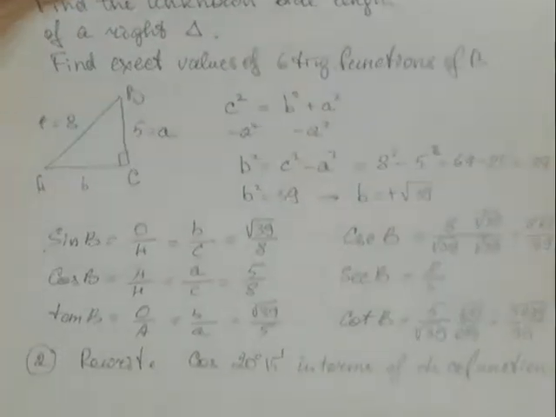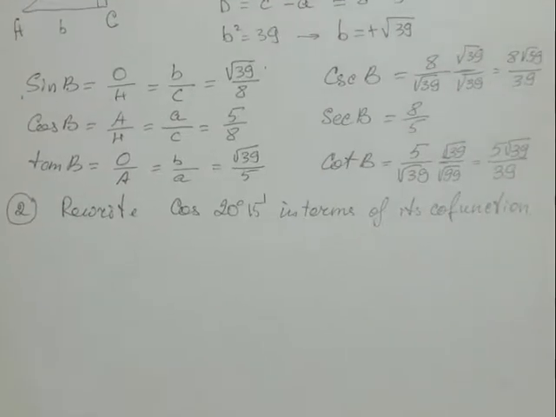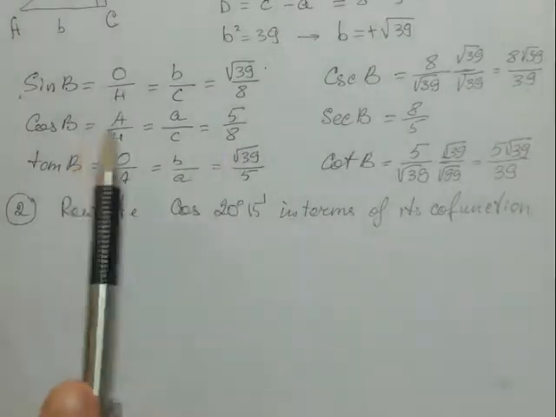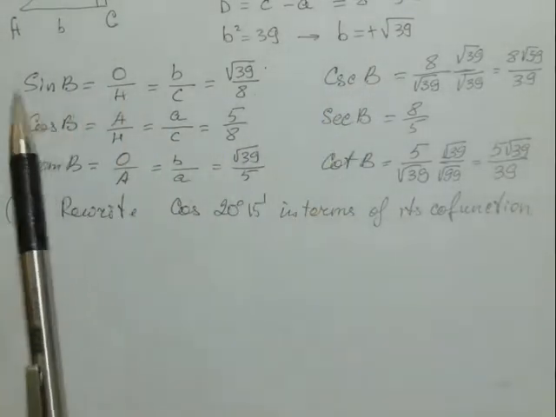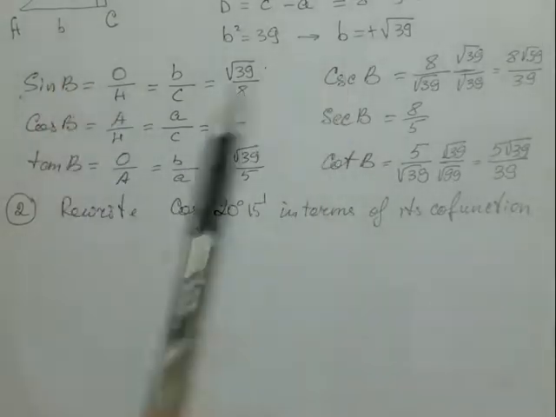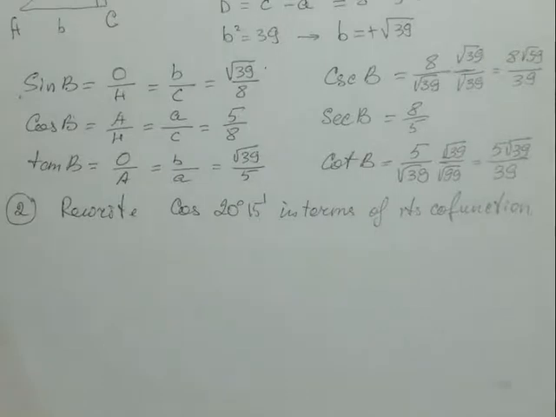Let us write cosine of 20 degrees 15 minutes in terms of its cofunction. Above we had three pairs of reciprocal functions: sine and cosecant, cosine and secant, tangent and cotangent. Cofunctions are a little different. Also, we have pairs of the same function but different pairs.